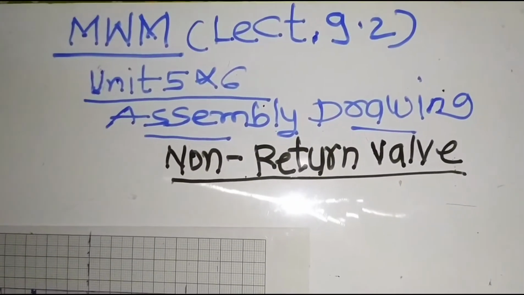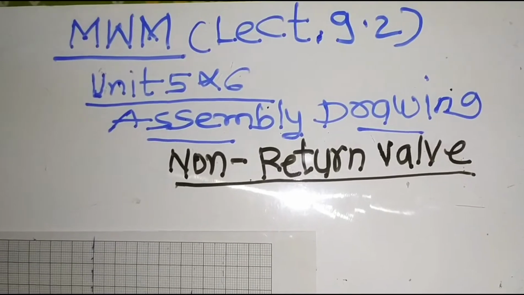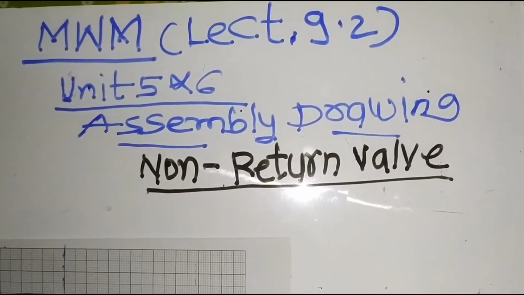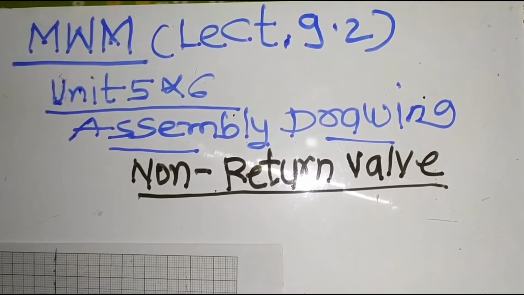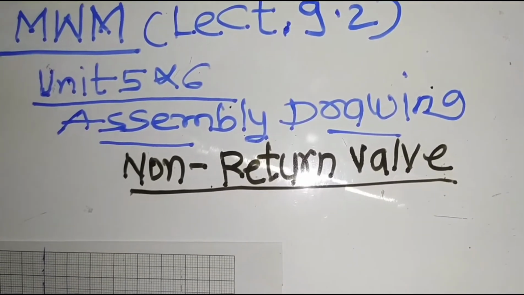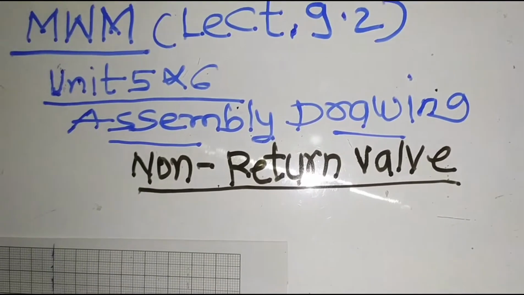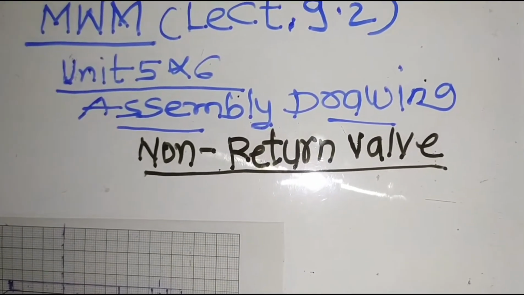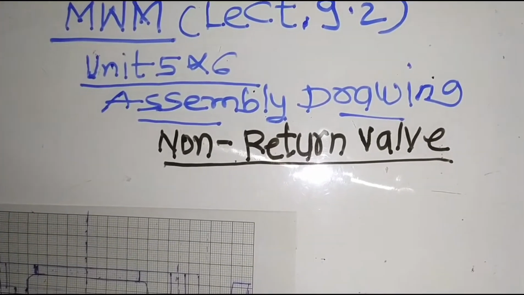Dear student, in the last lecture of MWM, that is the ninth lecture for units 5 and 6, assembly drawing, we discussed the non-return valve, its position, its parts, and its functions. What is the basic shape of the solid? It is a hollow cylindrical shape, thus the internal and external diameters change. It is a vertical assembly.